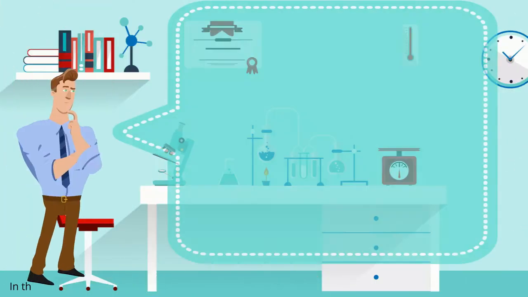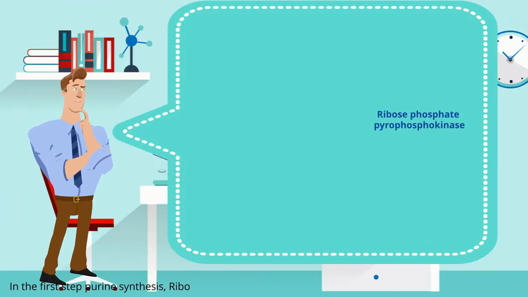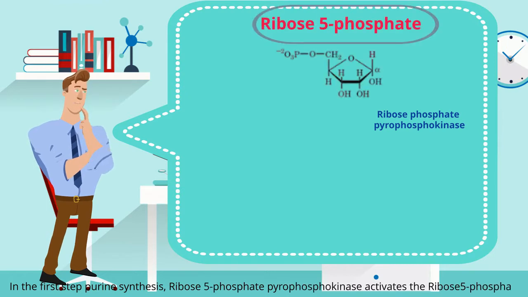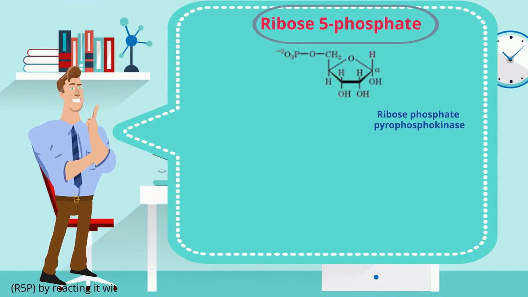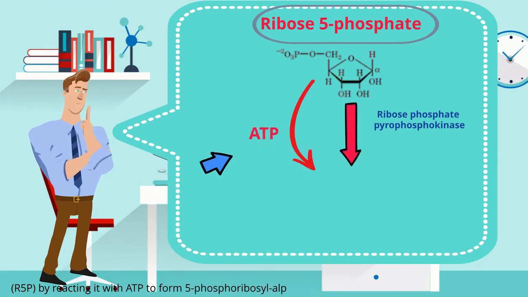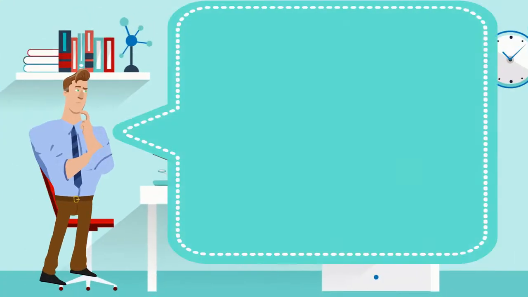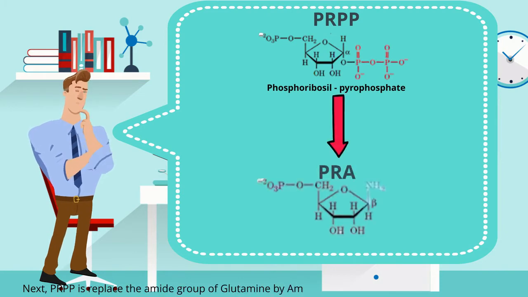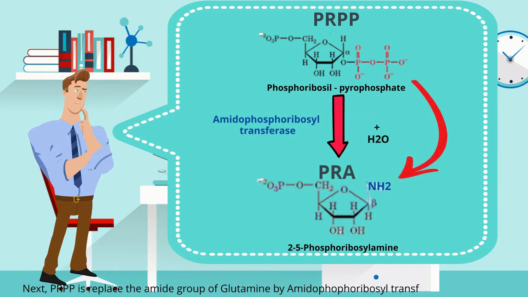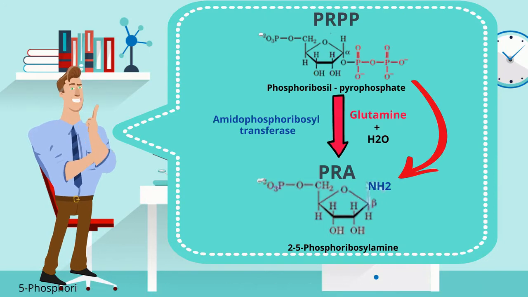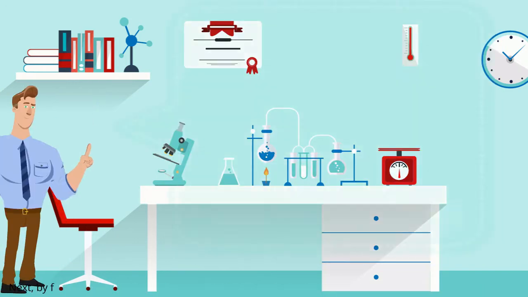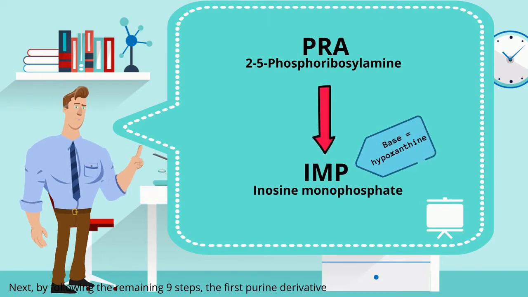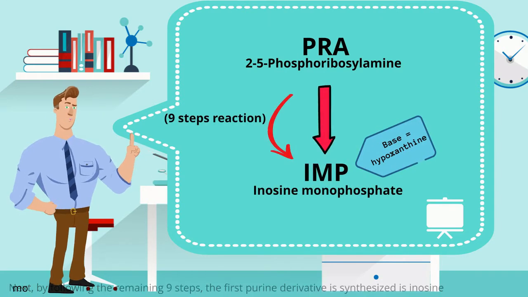In the first step of purine synthesis, ribose phosphate pyrophosphokinase activates ribose 5-phosphate (R5P) by reacting it with ATP to form 5-phosphoribosyl alpha pyrophosphate (PRPP). Next, the pyrophosphate of PRPP is replaced by the amide group of glutamine by amidophosphoribosyl transferase to form 5-phosphoribosylamine (PRA). By following the remaining 9 steps, the first purine derivative that is synthesized is inosine monophosphate, IMP.